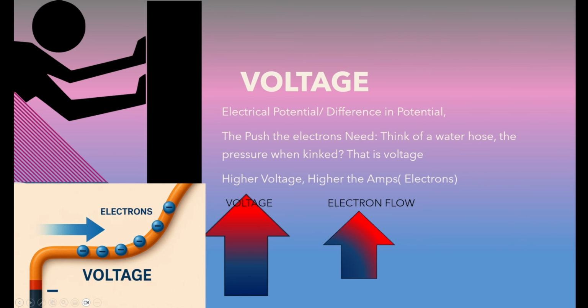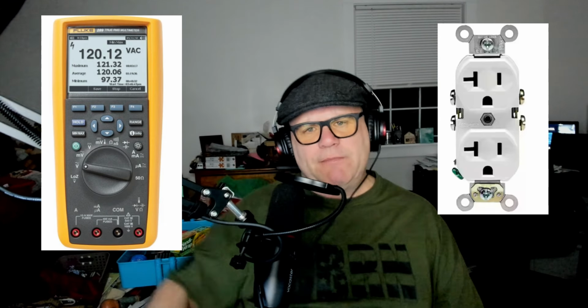What is voltage? Let's think about this. Think about your house. You have 120 volts in that outlet, right? Your oven is 240 volts. What is that doing? Well, it's the pressure. It's what's providing you those amps. It's pushing those amps to your appliances.